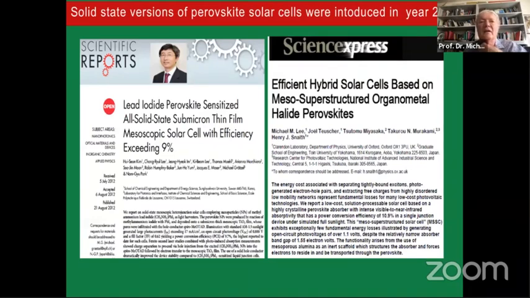Perovskites are ionic crystals. They dissolve in polar solvents. So it was not a good idea to use these polar electrolyte solvents. And so then the hole conductor changed the whole picture. The electrolyte was replaced by a hole conductor. Here are two papers that came out in 2012. Nam-Gyu Park had asked us to join him.